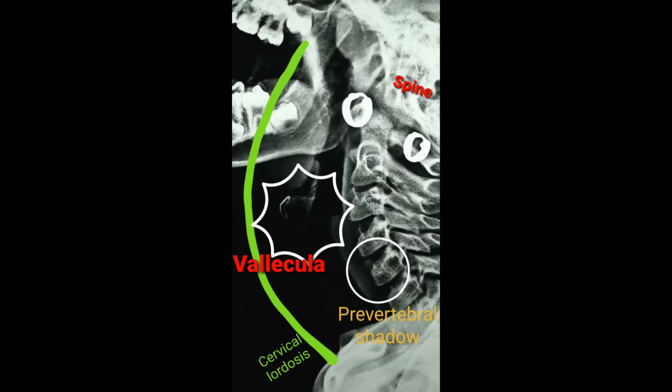Do you know the vertebra is called spine clinically, and the shadow produced by the soft tissue in front of the vertebra is called the prevertebral shadow, marked here with a circular shape. The second key area is the vallecular shadow, which is marked here by the polygon, and there is a natural curvature of the vertebra. The natural cervical lordosis is marked with a green line. The loss of C-shaped curvature or natural lordosis occurs in many diseases of the head and neck, namely acute retropharyngeal abscess, acute epiglottitis, and so on.